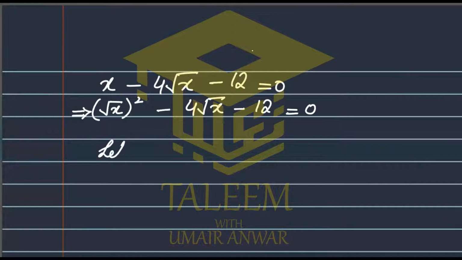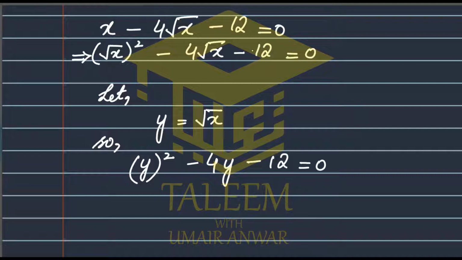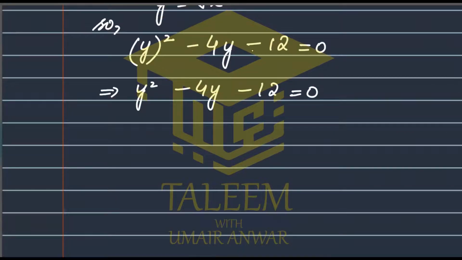And now if we go for substitution or assumption, then we can say that y is equal to square root of x. And using this replacement, we can write y in place of square root of x, and then there is a square, and then 4 times y minus 12 is equal to 0. So now this equation becomes y square minus 4y minus 12 is equal to 0, a simple quadratic equation where we can break the middle term by minus 6y plus 2y minus 12 is equal to 0.